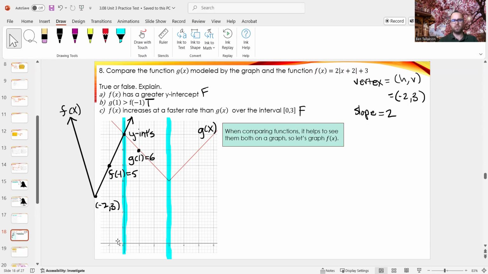And C, f of x increases at a faster rate than g of x over the interval 0, 3. I've highlighted that interval 0, 3 with these blue lines. So we really are analyzing what's happening specifically between those blue lines. And this statement says that f of x, this black line going up this way, increases at a faster rate than g of x. Well, yes, absolutely. This line is going up, way up here, and this line has a negative slope headed in the opposite direction. So that's false.